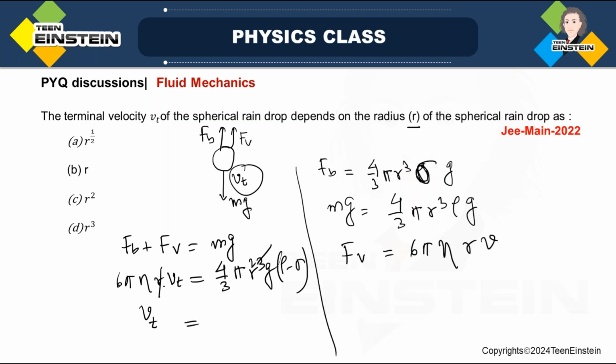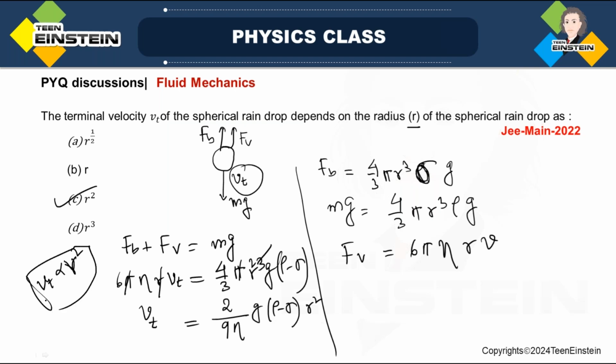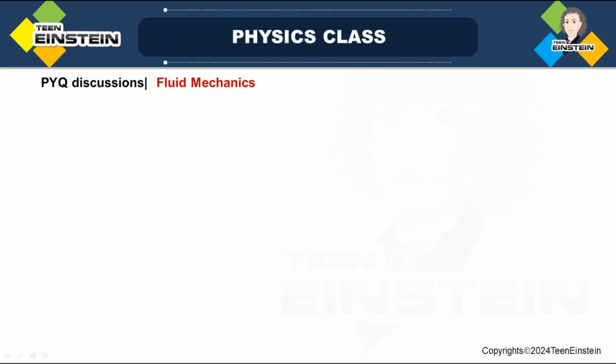So what I'll have here, terminal velocity Vt is equal to, pi cancels, and this 6 eta comes in the denominator. So this will be 2 by 9 eta, g, rho minus sigma, into r square. That means Vt is varying as r square. So this is the answer, option C. All right, you should be thorough with this formula so that you can answer this question within 15 seconds just by seeing. Now let us go to the next problem.